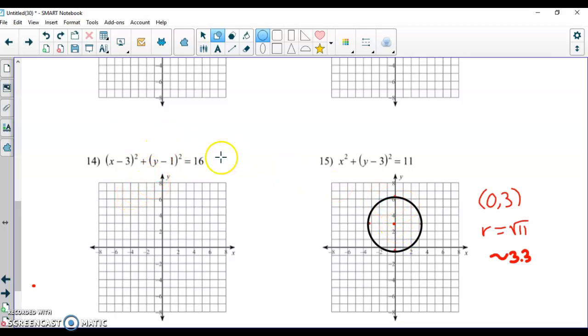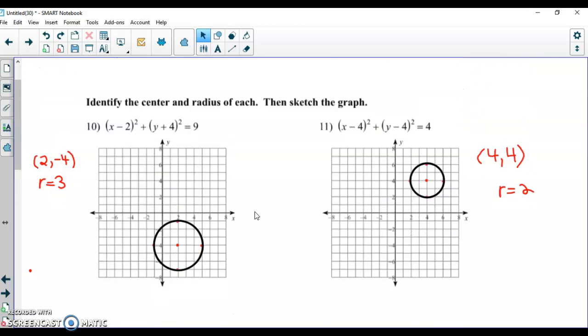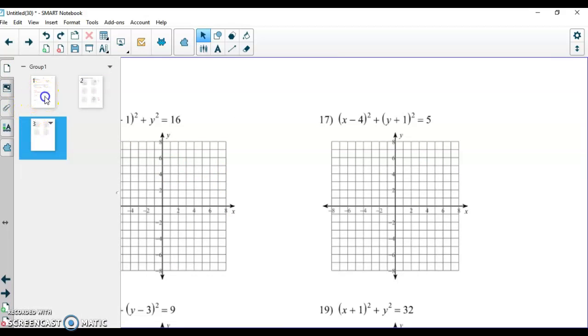All right, so it's nice when the r squared is a perfect square like this one or like the other ones we did. If it's not, that's fine. You just represent it as a square root, and then on your calculator you see what is that approximately, and that's how you figure it out from there. Okay, so you're going to go ahead and finish all of these pages. So there's some more to graph here, and there's a couple left on the last page.